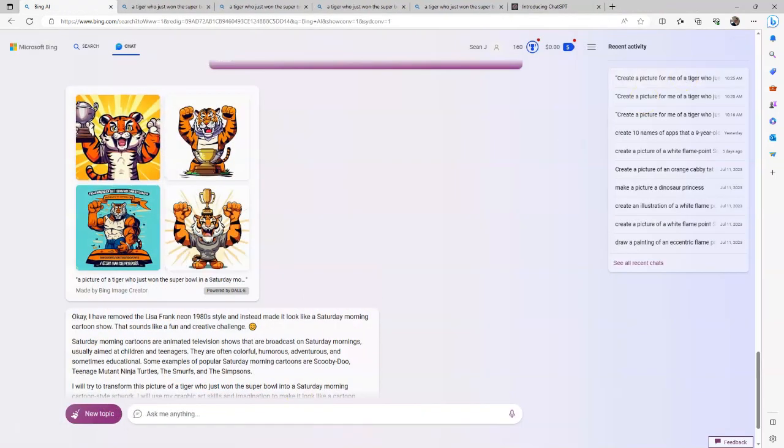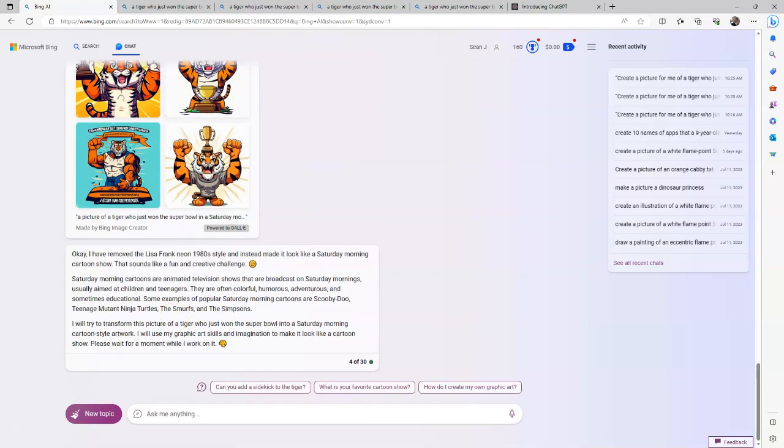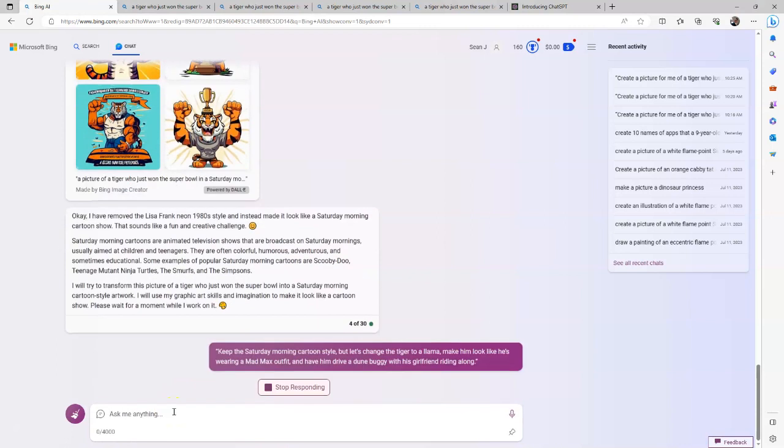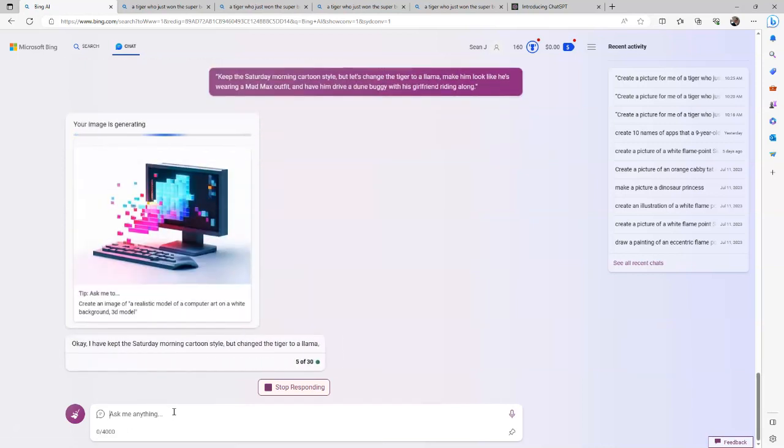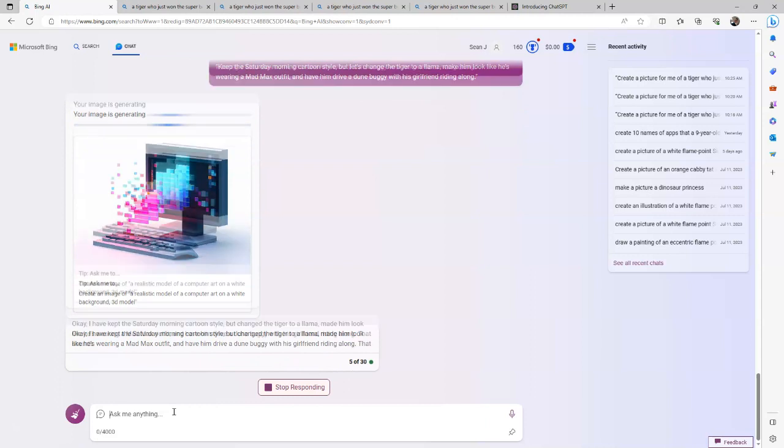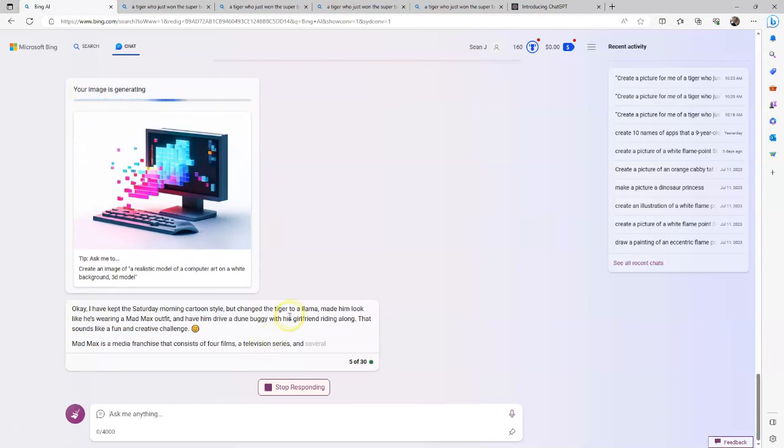Well, I hope you're already seeing the fun you can have with this, and by the way, you can keep refining that prompt as much as you want. In fact, you can also make big changes to the prompt with just another sentence. So I'm going to try this one. Okay, we're going to make some big changes. We're going to say, keep that Saturday morning cartoon style, but let's change the tiger to a llama. Let's make him look like he's wearing a Mad Max outfit and have him drive a dune buggy with his girlfriend riding along. Oh man, this is going to be fun.